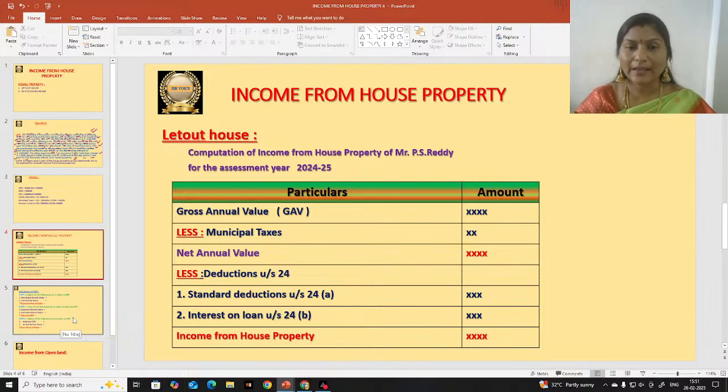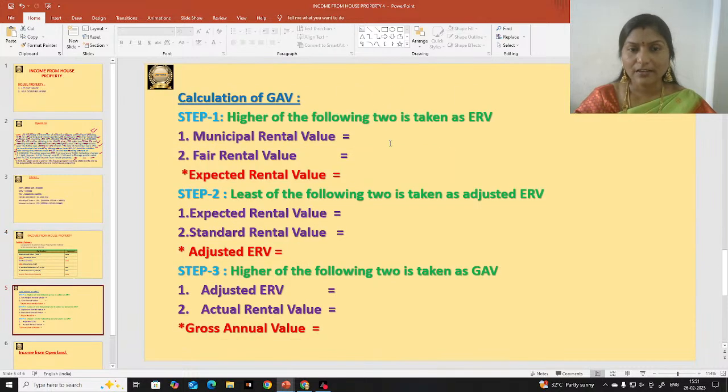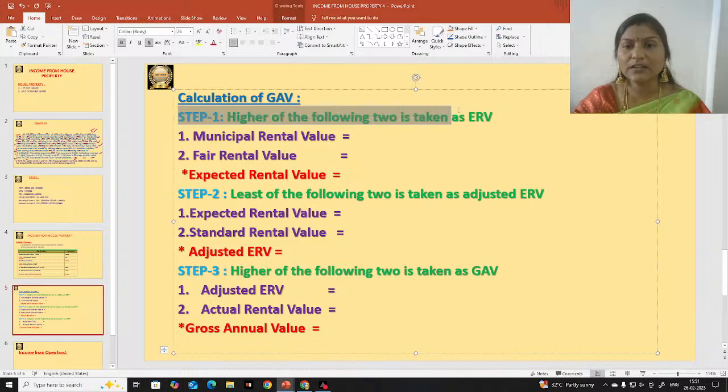Let us go to calculation of GAV. Here you see, actually for calculation of GAV there are 3 steps. But the second step we need to do only if standard rental value is given in the question. Otherwise we don't go to the second step. So let us see step 1. What is step 1 here? Higher of the following two is taken as ERV. We are going to take ERV as the higher of the following two. ERV means expected rental value.